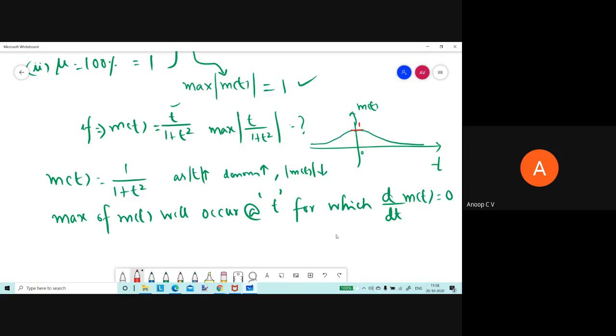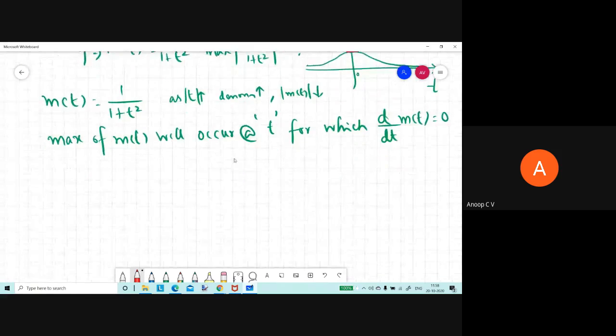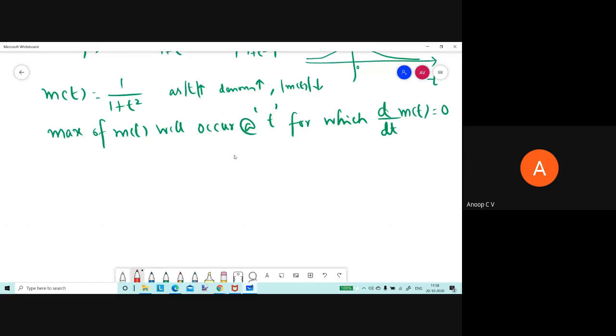Right. For that, we have a mathematical tool, which is the knowledge of maxima and minima. So how to do that? This maxima or minima will occur at some value of t for which the first derivative, d by dt of m of t, is 0. So we'll find out what is d by dt of 1 by 1 plus t square.